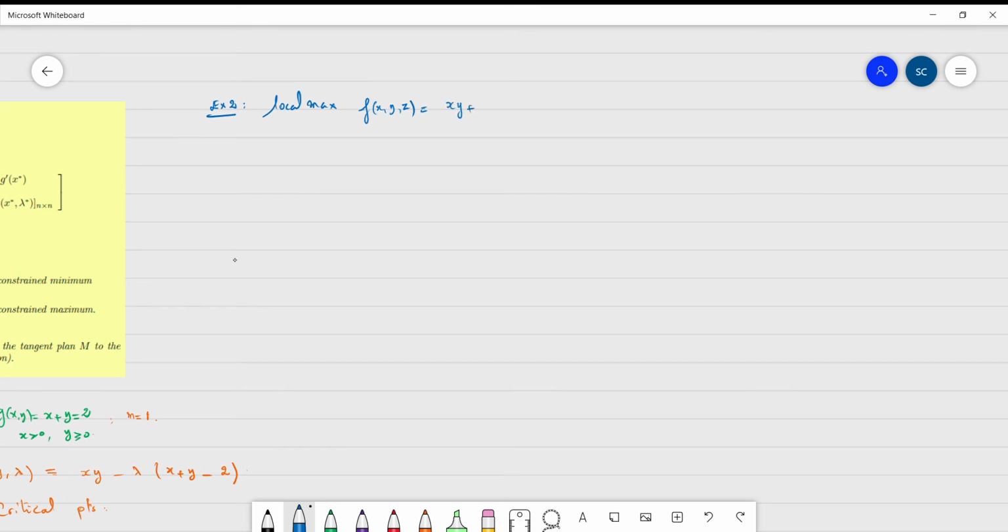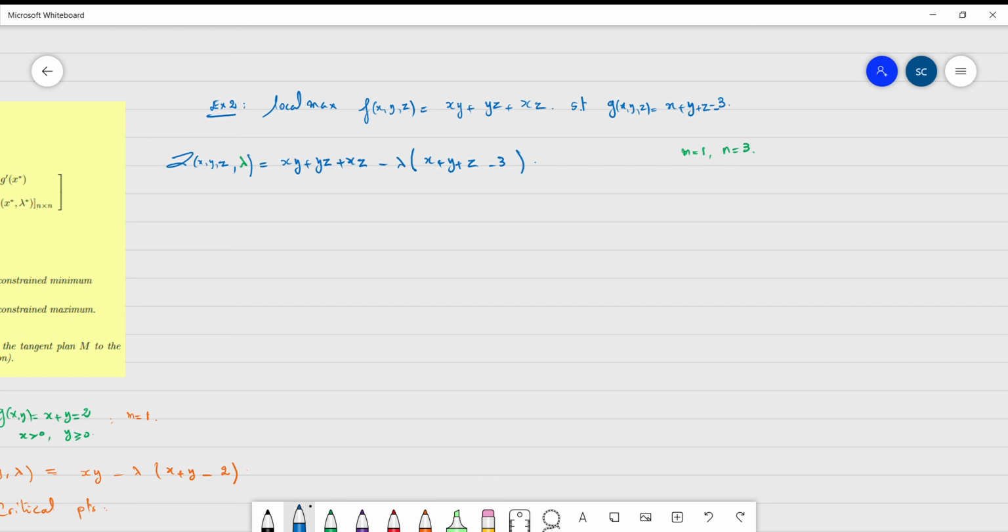It's xy plus yz plus xz, subject to the constraint g(x, y, z), which is x plus y plus z equal 3. So we introduce, of course, the Lagrangian L(x, y, z). Here m is 1, so be careful, m is 1. n is 3 variables, so I use just one Lagrange multiplier. I will need only one. And so this will be my function xy plus yz plus xz minus lambda of the constraint x plus y plus z minus 3.